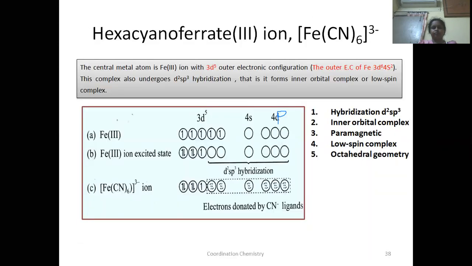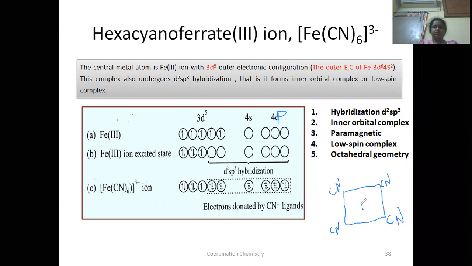Okay, I'll draw the geometry here. So geometry will be like this. Those 4 cyano groups will occupy the equatorial positions of the square planar. Since this is an octahedral one, there will be 2 more ligands.